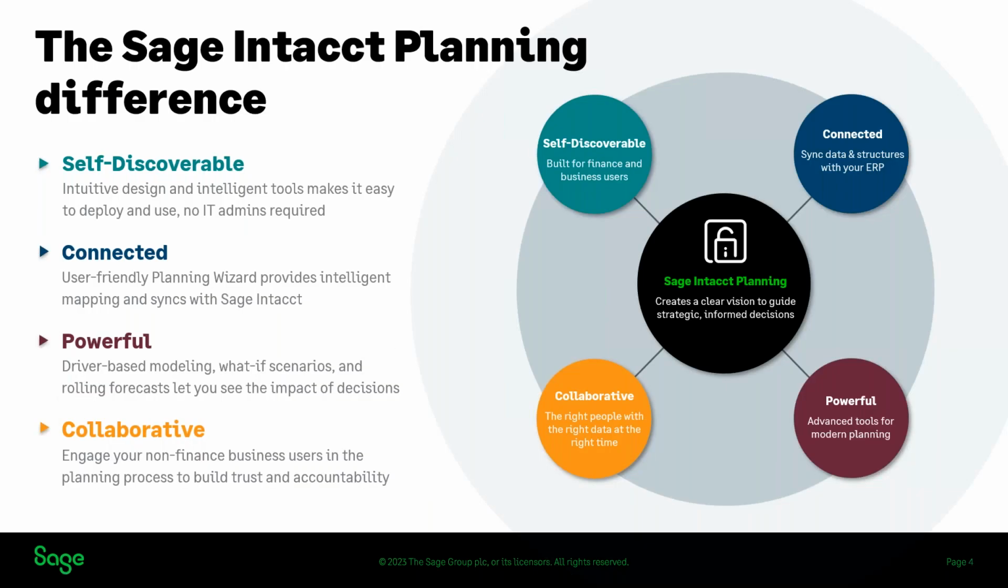When we think about what sets Sage Intacct Planning apart from other planning software, we lead with these 4 items: self-discoverable, connected, powerful, and collaborative. What we mean by self-discoverable is the ease of setup and use. Typical planning and budgeting users want a tool that is easy to deploy. The intuitive and user-friendly tools are designed to be fully managed by the finance end user with no need for IT or admins to ever get involved.